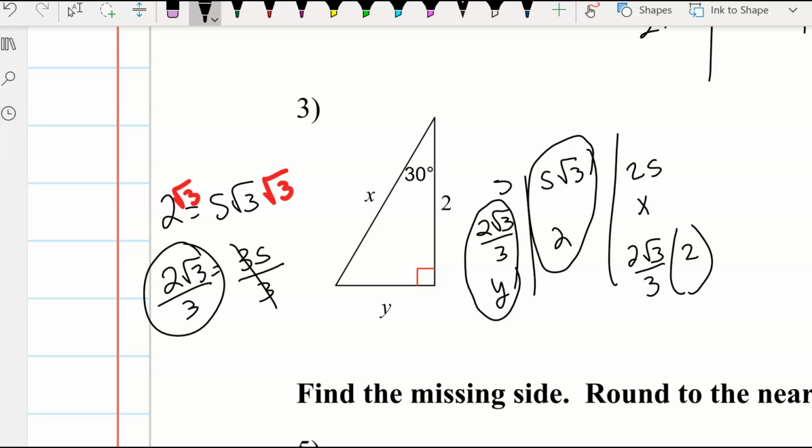Now that looks a little weird. Don't worry about it. Make it a fraction. Now you multiply across, 4 radical 3. Again, I can multiply whatever is outside the radical to another number that is outside a radical. And in this case, now, there's your answer.